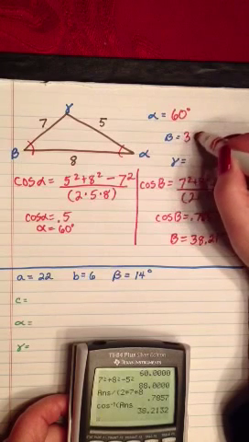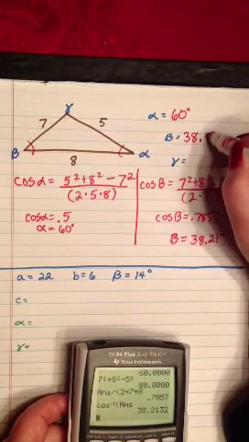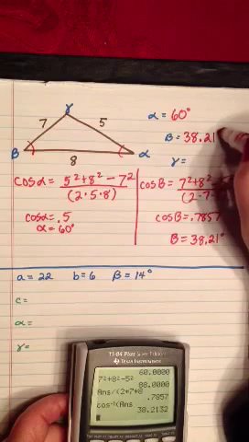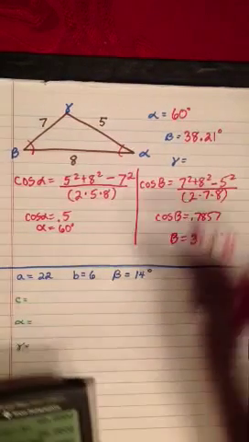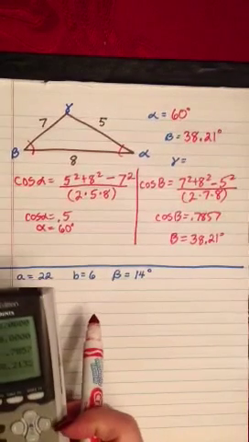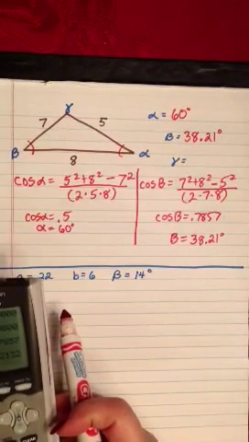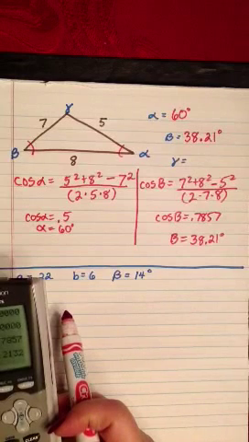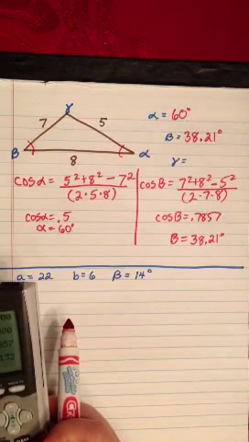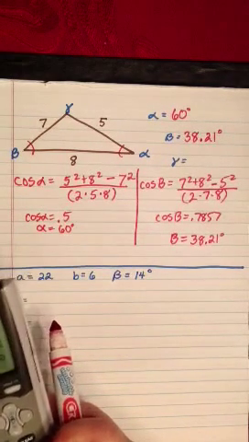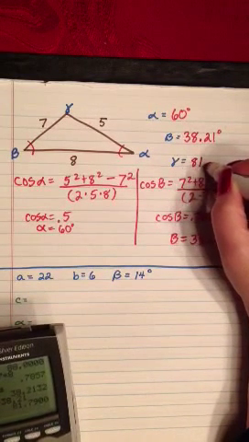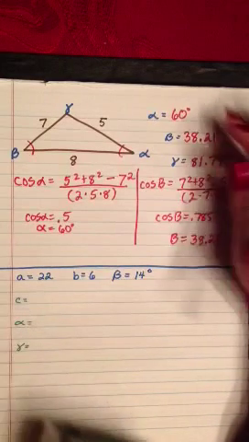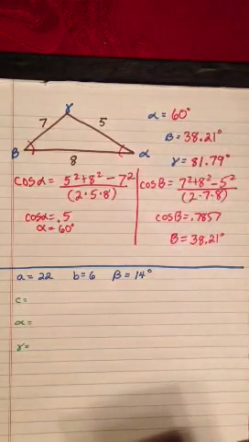One benefit to using law of cosines is there are no ambiguous cases. There's not like, oh, I wonder if this could be something else. It can't be anything else. And then in order to find gamma, I would just say 180 minus 60 minus 38.21. And I get that gamma is 81.79 degrees. So we solved for all 3 angles.